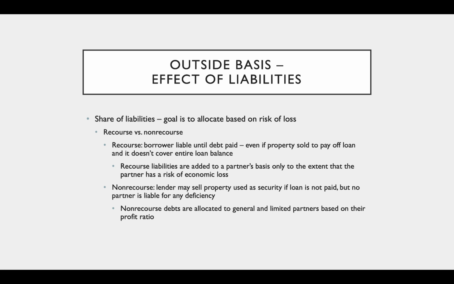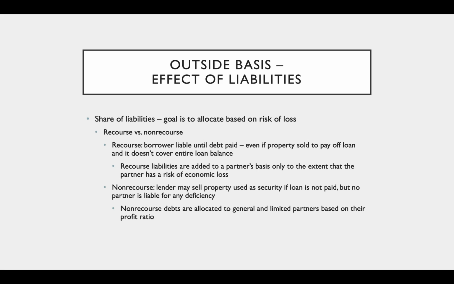Recourse liabilities are going to be added to a partner's basis only to the extent that the partner has a risk of economic loss. So for a general partner, the whole entire amount of the recourse liability allocated to that partner is going to increase the partner's basis. But for a limited partner, it's not, because remember, a limited partner is limited only to their investment, and then if they agree to kick anything else in, but generally they're not going to suffer an economic loss.